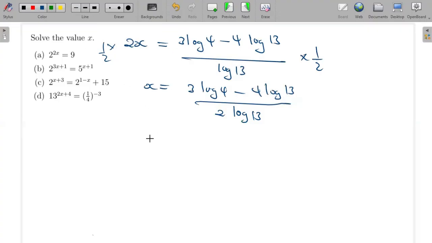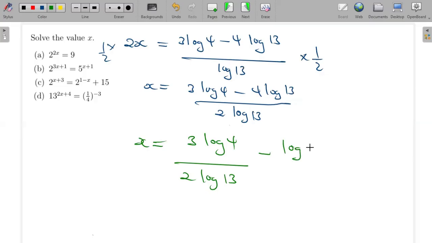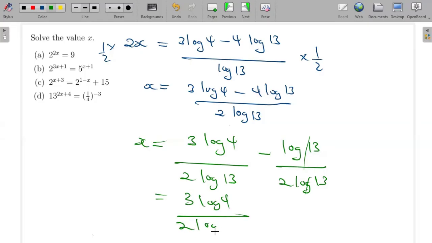So I can further divide this. I'm going to have 3 log 4 over 2 log 13, and then minus 4 log 13 over 2 log 13. So these can cancel, and then you just have a half remaining there. So that would be 3 log 4 over 2 log 13, and then minus 1 over 2. Okay, so that is what you are going to have here.